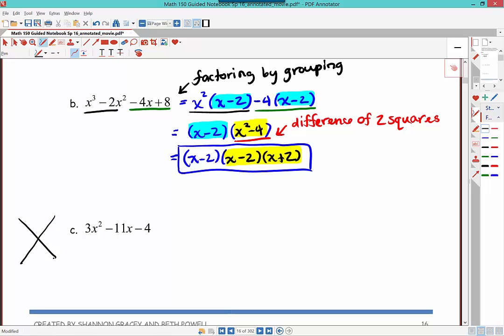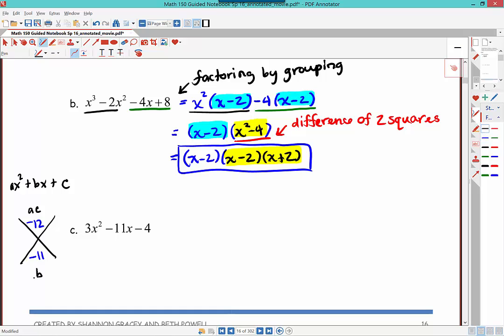And we're looking at things that are in the form of ax squared plus bx plus c. And so what goes here is a times c. Our a is 3 and our c is negative 4, so we're going to be putting in negative 12. All right? And then what goes down here is our b, which is negative 11.